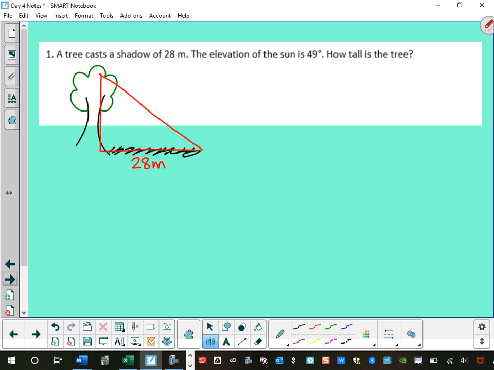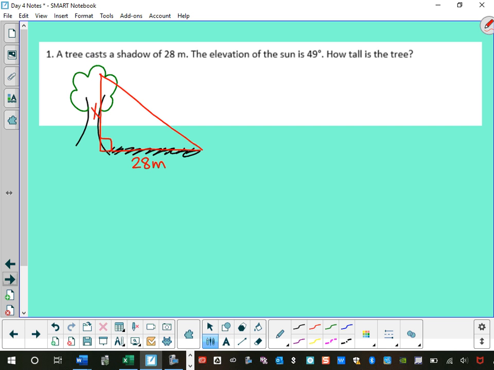The elevation of the sun is 49 degrees. We're not going to get there yet. Let's skip that. How tall is the tree? When it asks you a question, that's your X. So I need to fill in my angle. My angle's going to either be, I know this is a right angle here, so it won't be there. I need to fill in either this top angle or the bottom angle.